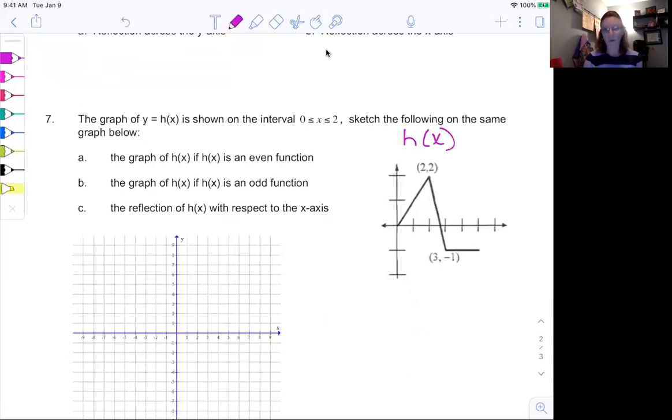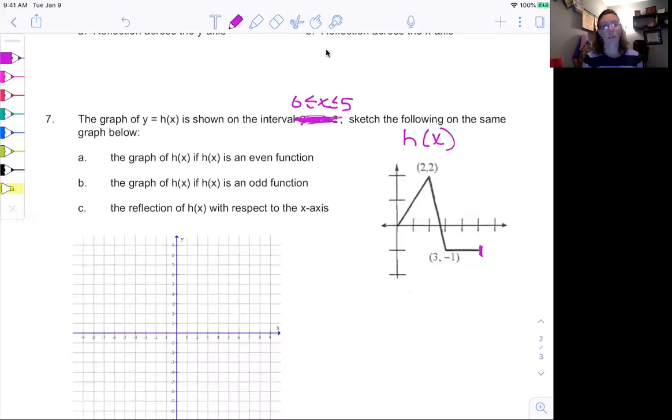And then in number 7, this graph right here is our h of x graph. It's a little different from the one above. And it is graphed on the interval, this is wrong. Let's cross that out. Actually, it's graphed on the interval from 0 to 5. And your goal is to apply the 3 different options on the same graph that is drawn here.